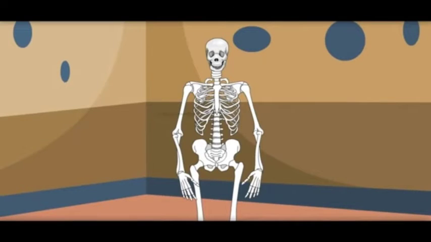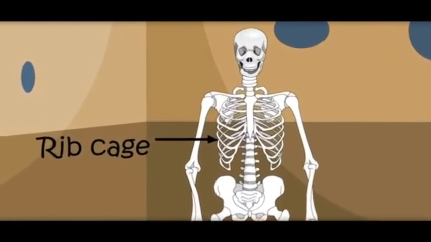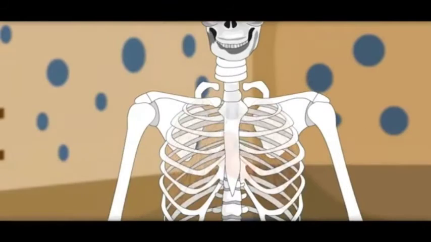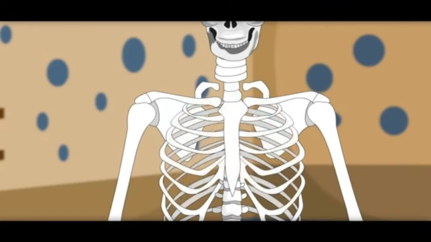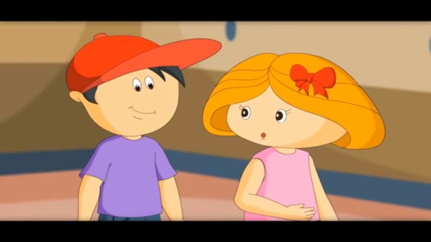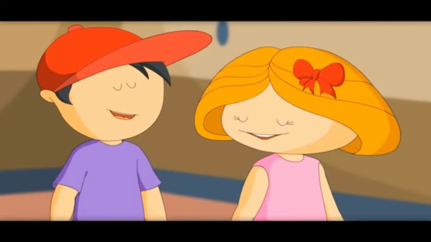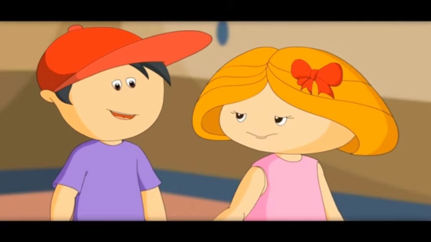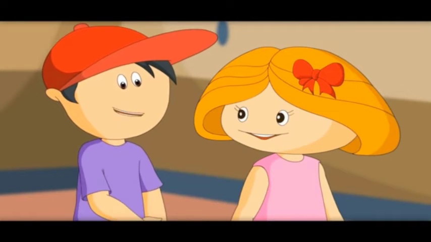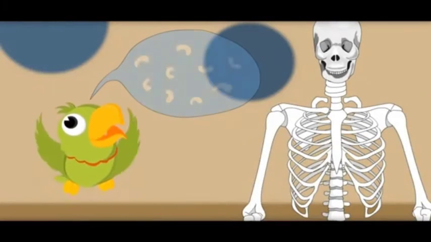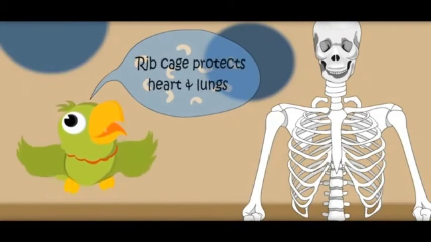What is this cage-like thing? It is made of many bones. It is called the rib cage. Our heart and lungs are behind these bones. So, if anyone hits your chest, this rib cage would protect your heart and lungs. Let me show you. Ouch! See? Nothing happened to your lungs and heart. I am still breathing and my heart is still beating. The rib cage protects the heart and lungs.